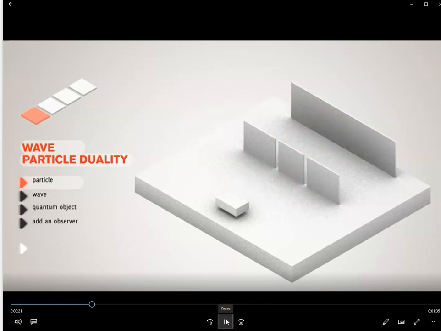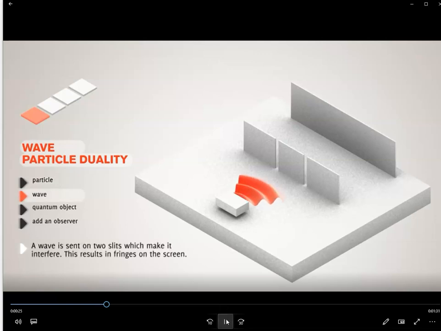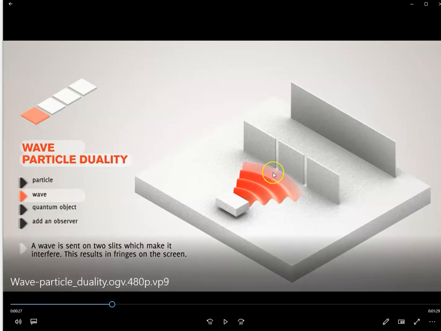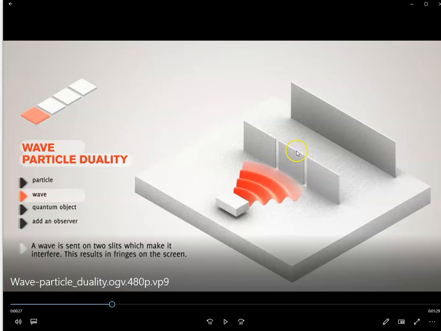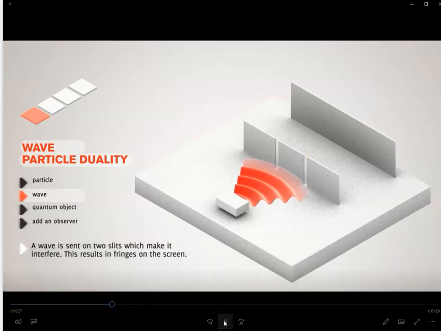The next option is if we treat this like a wave. Now you can see what's going to happen is this wave's going to hit the two slits. Once it hits the slits, there's going to be some diffraction, which is the bending of light around. Once it hits here, this wave is going to bend a little bit around, and then it's going to interfere on the other side of this. And we're going to see what happens when we have interference.